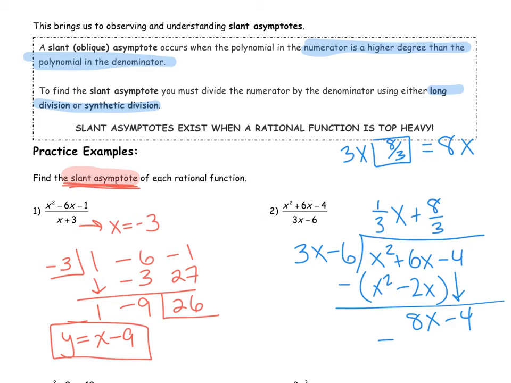When I redistribute this back to each term, I'll be left with 8x minus 16. And I will have a remainder of 12, and that's fine. Okay?